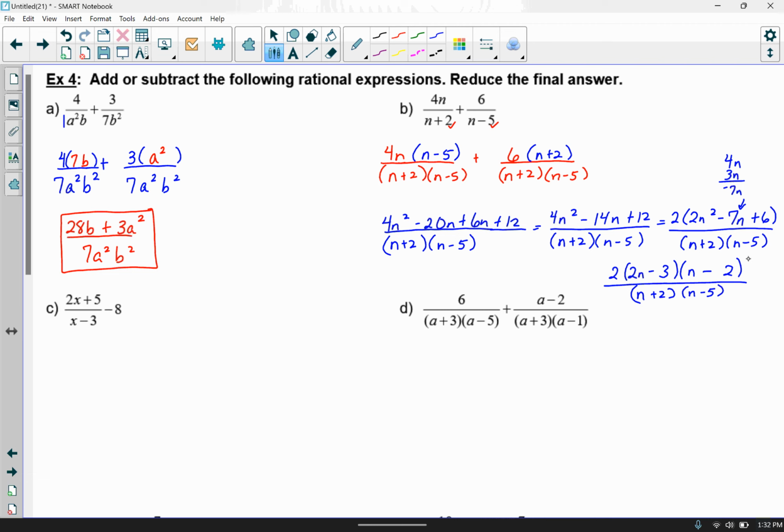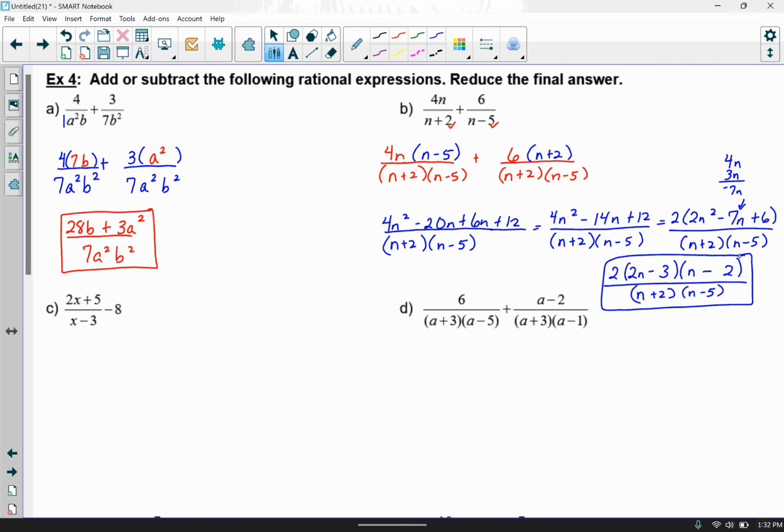And that would be my final answer because I get really close, but this one's an n minus 2 and that one's an n plus 2, so they cannot be crossed out. That is our final answer there. Okay. But you want to keep going that step further because it's possible to have things that would cancel out.